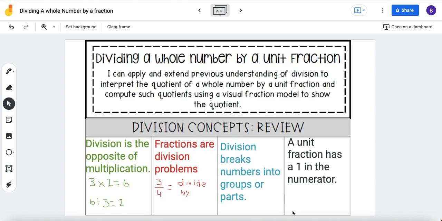So if you need to pause the video to catch up, or pause it and go back to listen to this again, please do that. The next two things we are going to be looking at is using a model and a number line to solve a division of a whole number by a unit fraction.